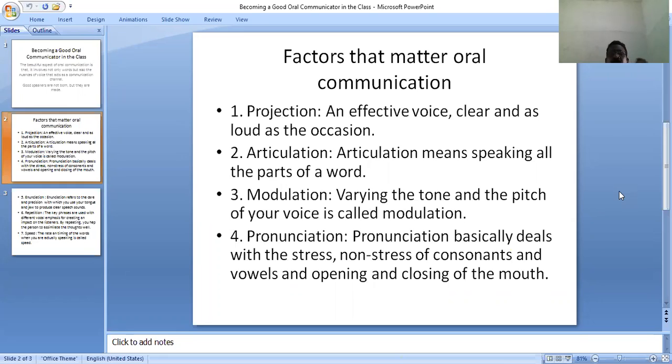Articulation. What is articulation? We are discussing the factors that matter in oral communication. Articulation means speaking all the parts of a word. Some of you may not speak all the parts of a word. Suppose I am asking one fellow's name, and he says Apra, Apra. What is that? Not speaking all of the parts of the word. Venkateswara, Apparao. We should speak all of the parts of the word.